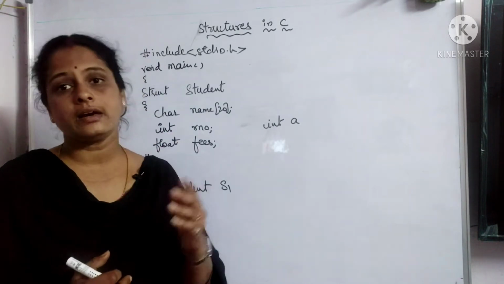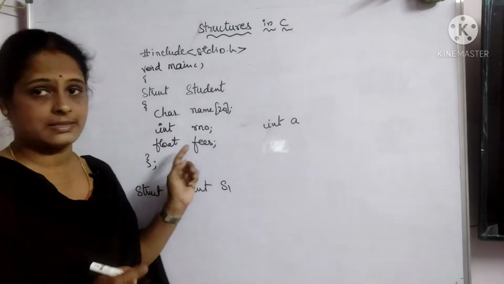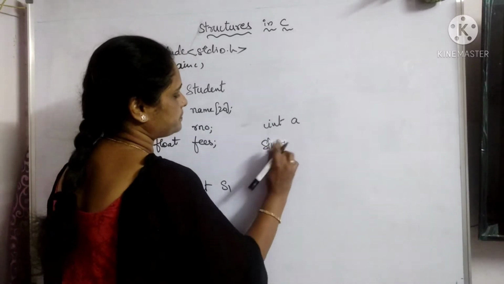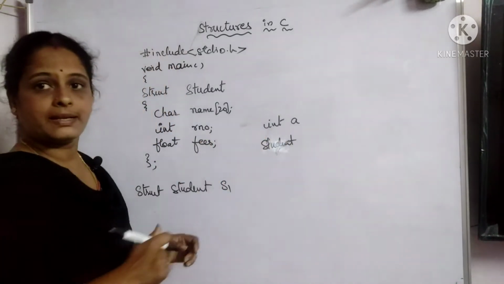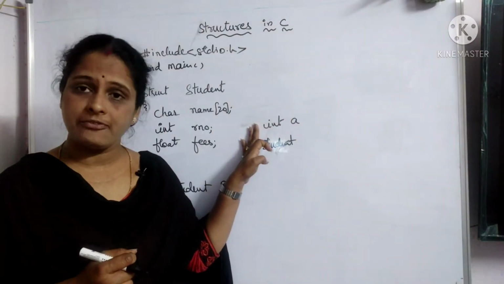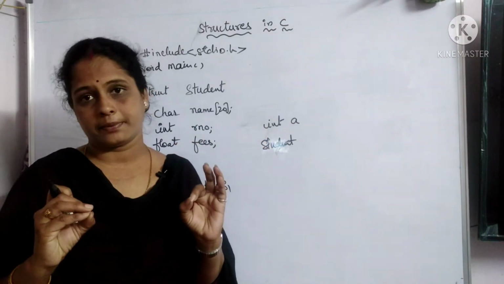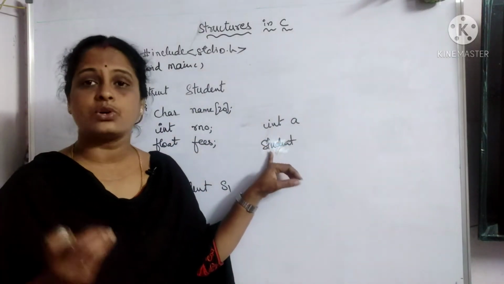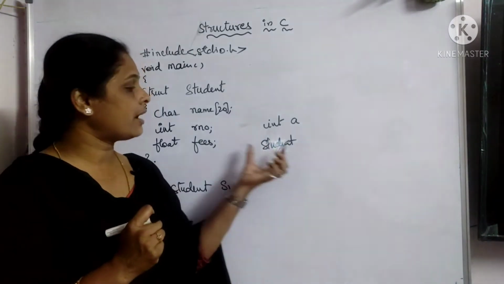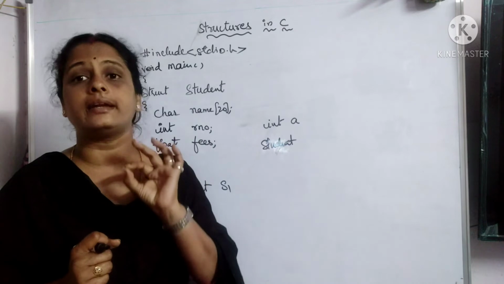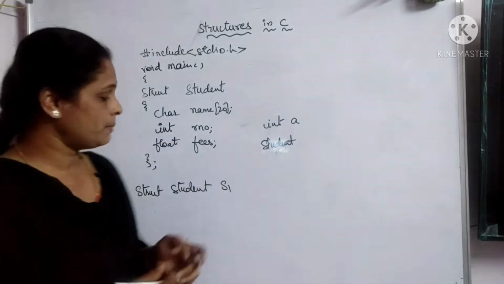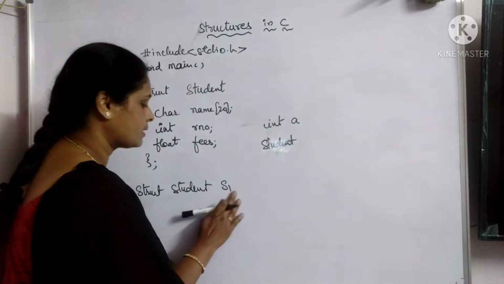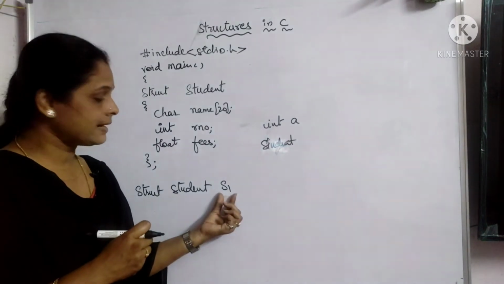I need to declare a variable for it. Then only I can use these members. Otherwise I can't. Now student is something like int here, because int is a data type. In the same way, student also is a data type. Int is of what data type? Integer data type, right? In the same way, student is of structure data type. So if I want to make use of it, I need to create a variable for it. That is the reason why I have created a variable here. Okay. Now, this is one method of declaring a variable.